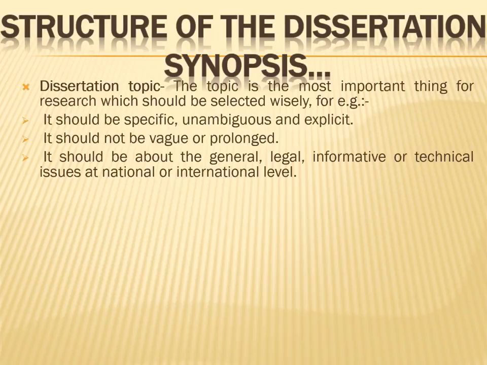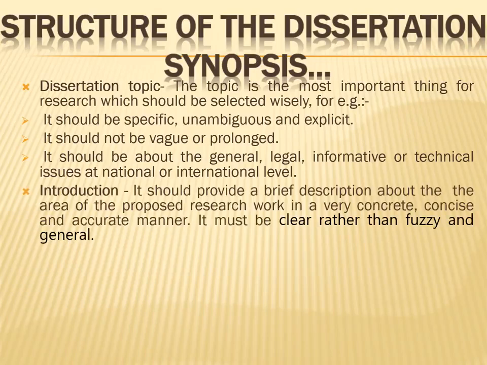The first one is selection of dissertation topic. The topic is the most important thing for the research, which should be selected wisely. For example, it should be specific, unambiguous, and explicit. That means it should not be vague or prolonged, and it should be about the general, legal, informative, or technical issues at national or international level.